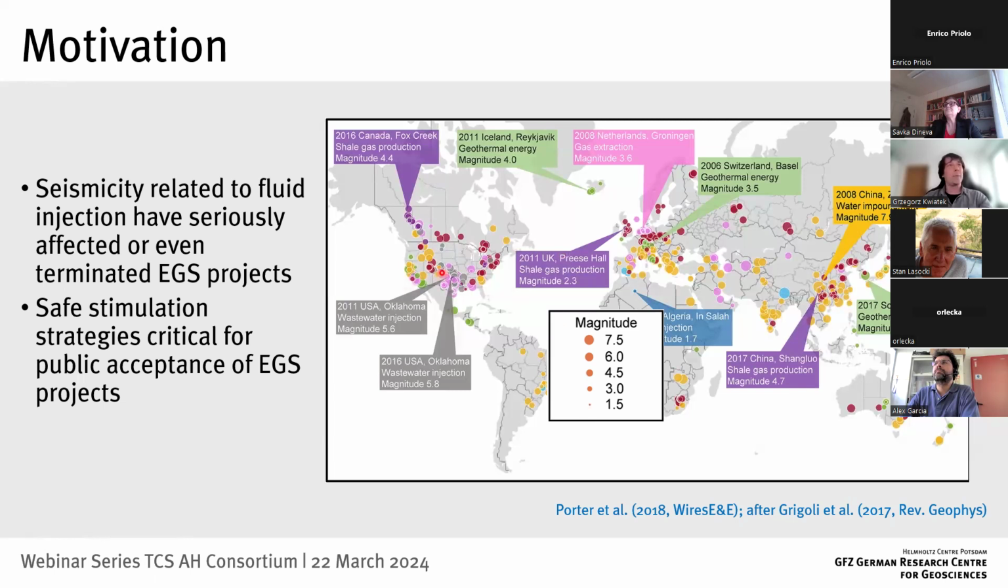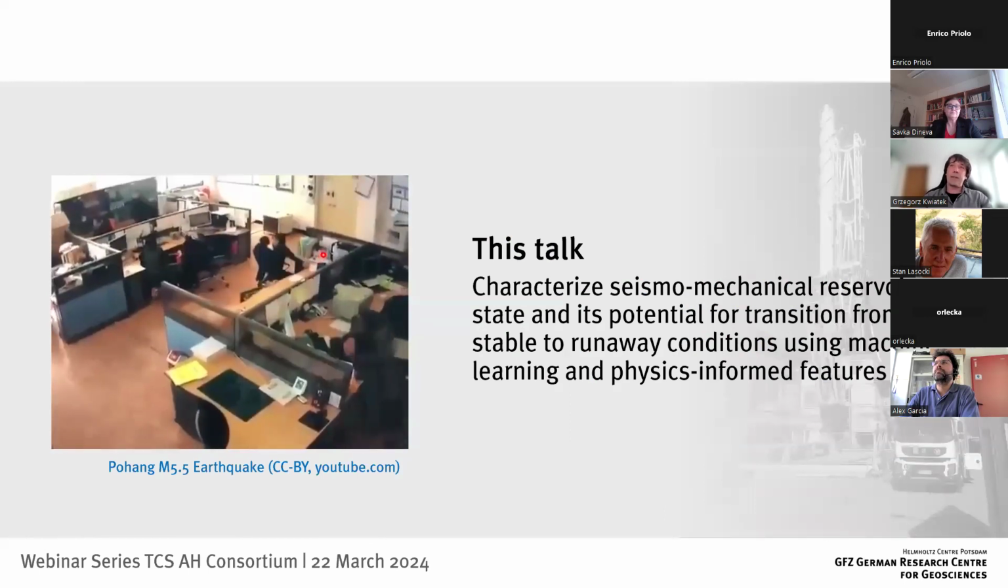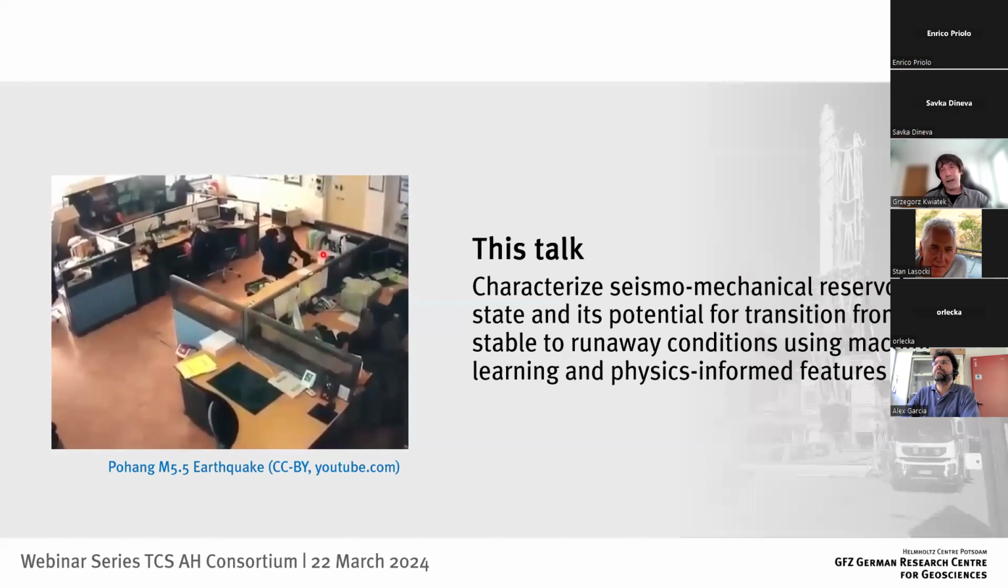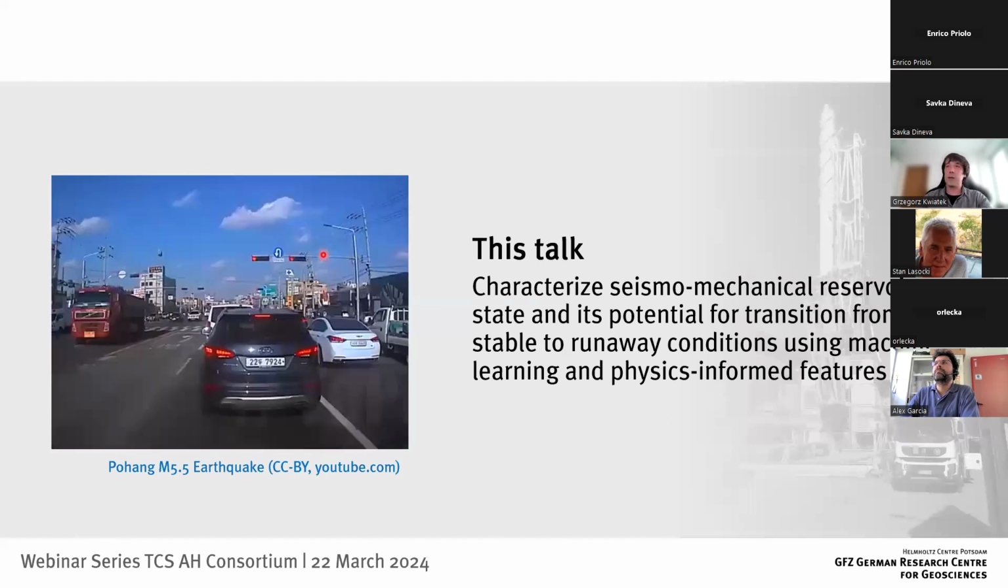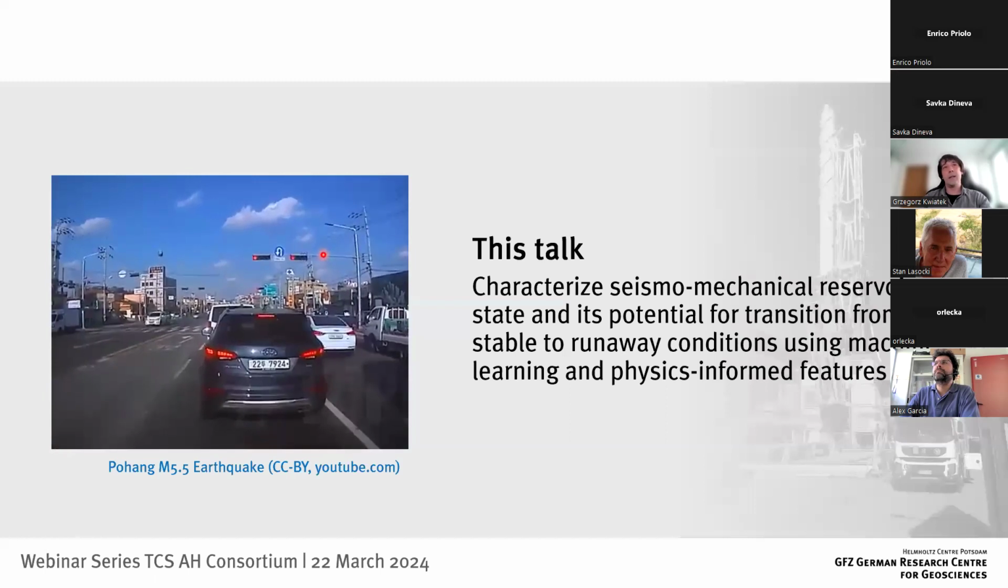So from that perspective, the implementation of safe stimulation strategies is critical for the public acceptance of pending and future EGS projects. So this talk will be about characterizing the seismomechanical reservoir state and its potential for transition from stable to runaway conditions using machine learning and physics-informed features.